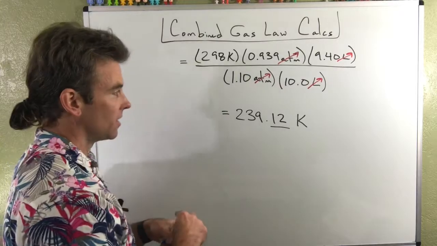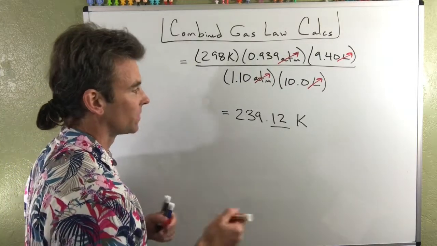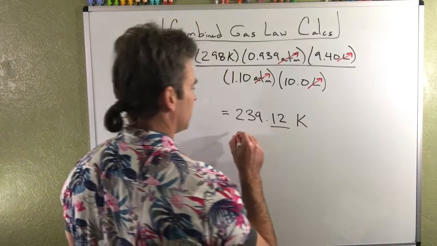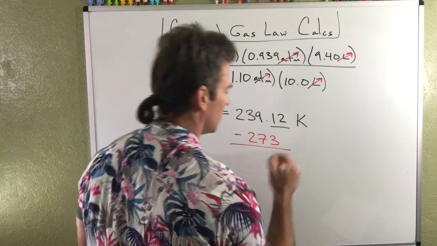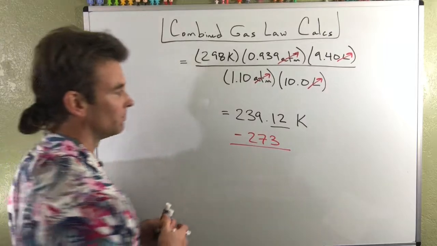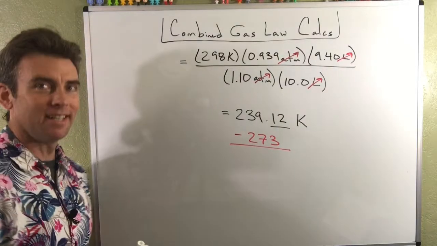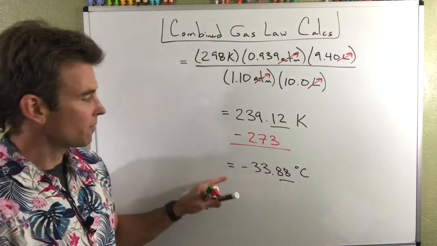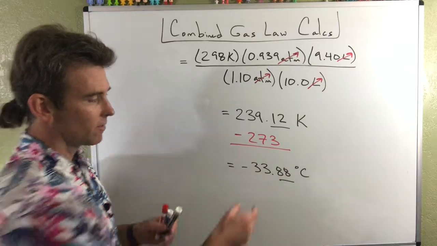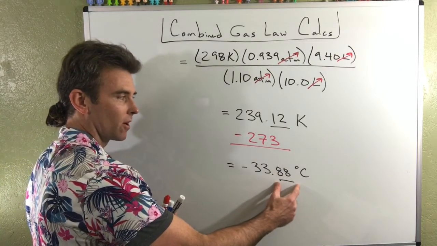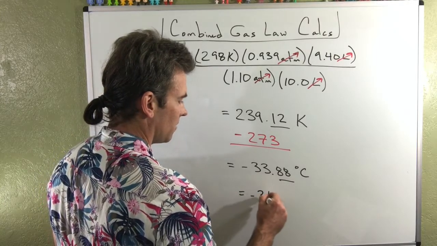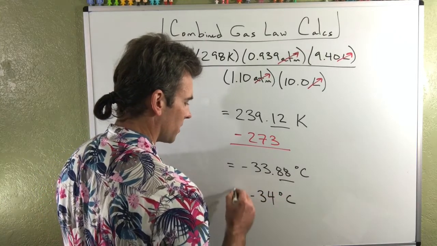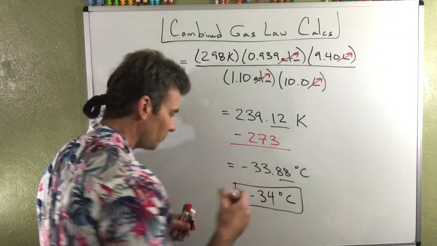To convert this Kelvin into Celsius, we subtract 273, just like we added 273 before. What we end up with is minus 33.88 degrees Celsius. Now we're ready to report our answer, so we round to the right number of sig figs, which is minus 34 degrees Celsius.